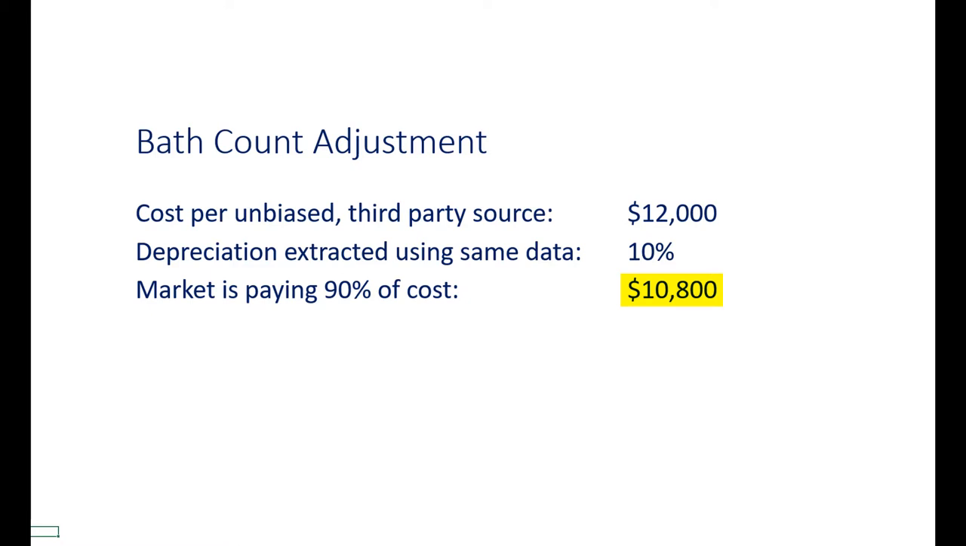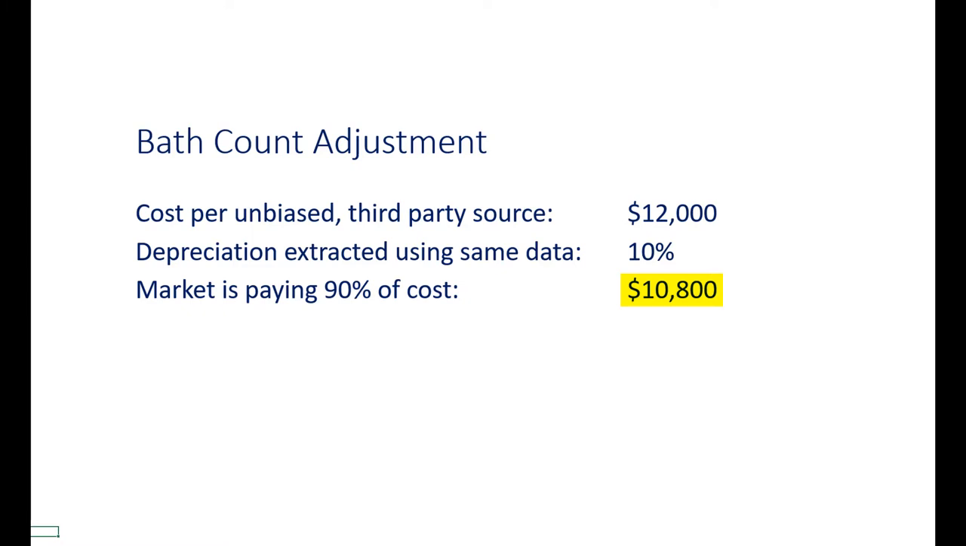This is just a recognized technique of developing a market-based adjustment. It's market-based because, as we saw, the market is paying 90% of cost. A bathroom is an example of a unit adjustment. This same thinking applies to a fireplace.